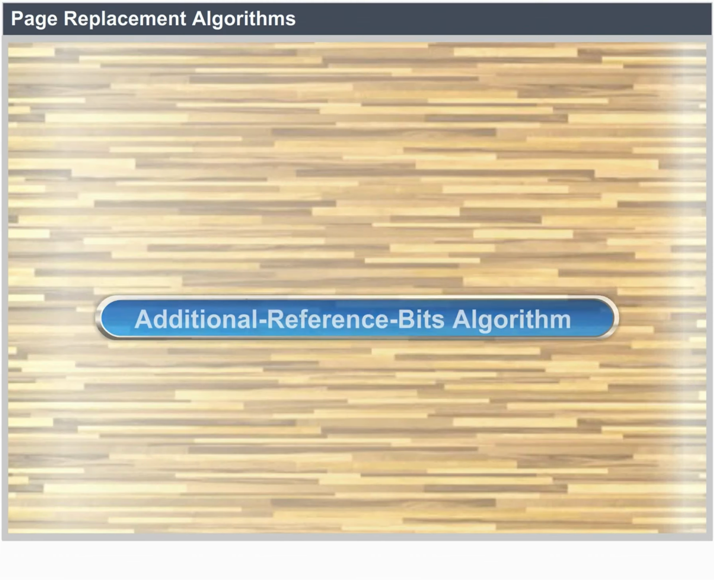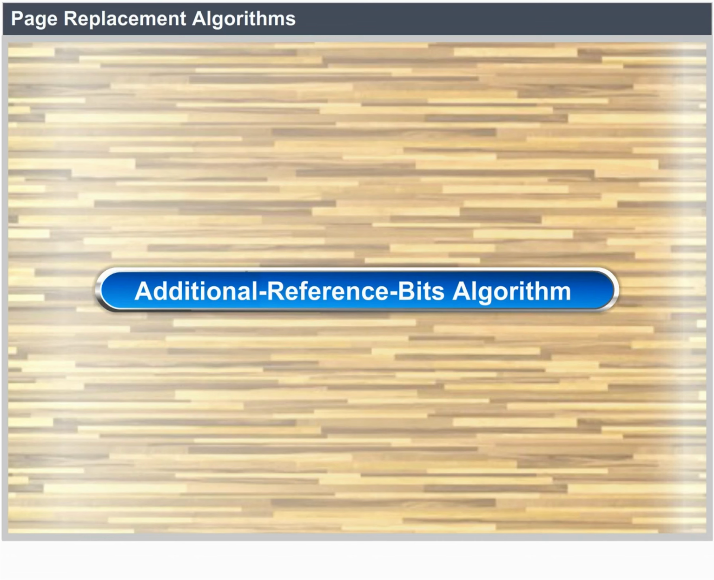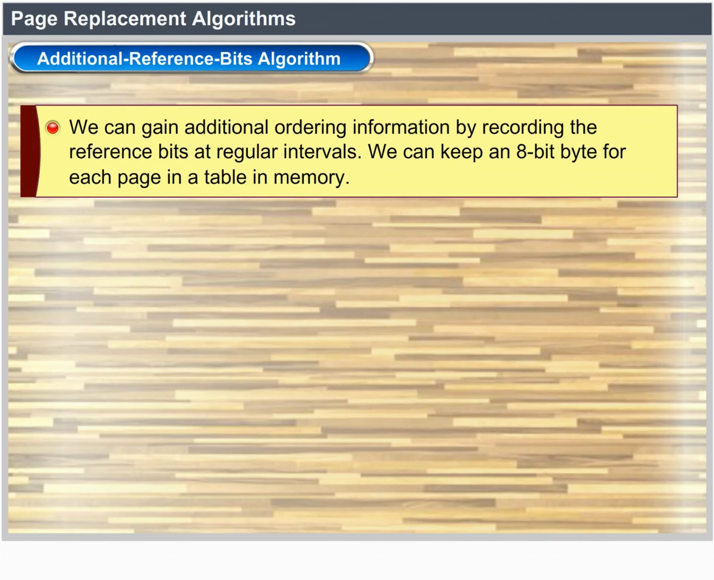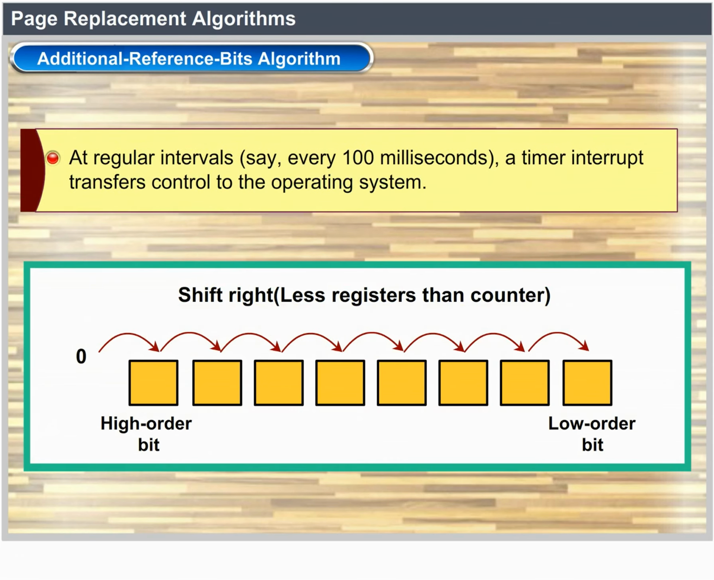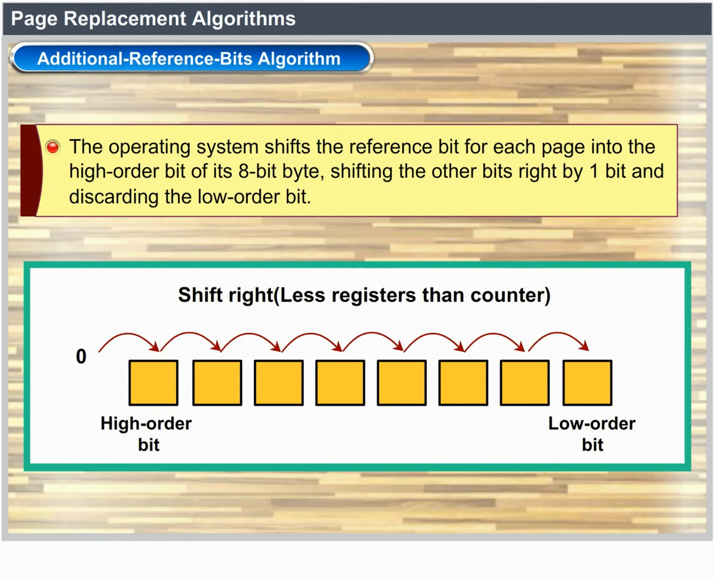Additional reference bits algorithm. We can gain additional ordering information by recording the reference bits at regular intervals. We can keep an 8-bit byte for each page in a table in memory. At regular intervals, say every 100 milliseconds, a timer interrupt transfers control to the operating system. The operating system shifts the reference bit for each page into the high order bit of its 8-bit byte, shifting the other bits right by 1 bit and discarding the lower order bit.